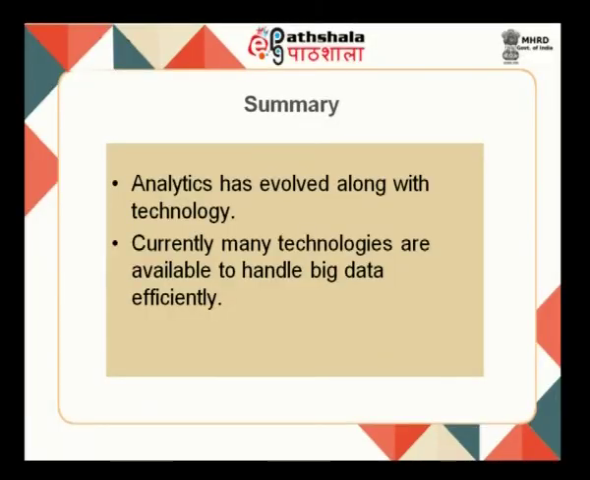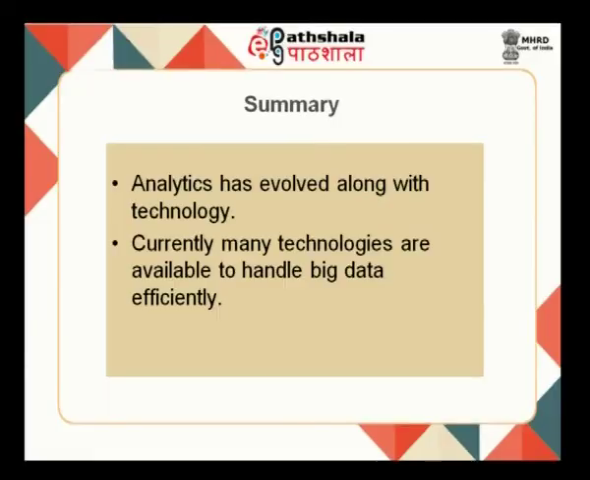So, what have we understood from these discussions? We have understood that analytics has evolved along with technology. We have found in the evolution of analysis no single technology has been applied. So, analysis has evolved over various durations and also along with the technologies. There have been different technologies identified for the purpose of making analytics very effective. The second important conclusion that we make is currently many technologies are available, but we cannot identify one single technology that may be used for effective analytics.